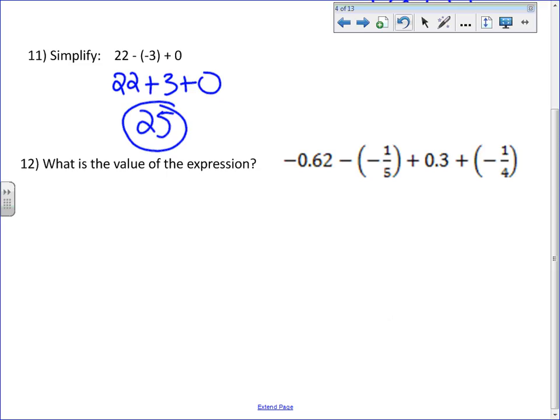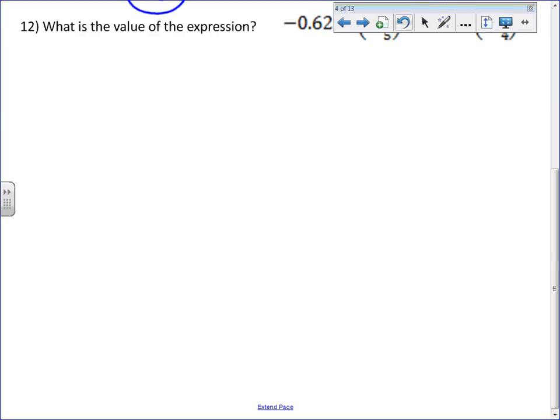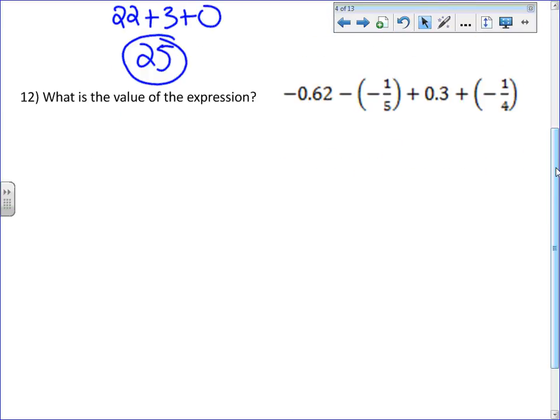Number 12. What is the value of the expression? Negative 0.62 minus negative 1 over 5 plus 0.3 plus negative 1 over 4. We need to find the answer now. I'm going to do this twice. I'm going to do it once as decimals and once as fractions. There's going to be 4 choices, A, B, C, and D. If all 4 choices are fractions, then you need to turn all the numbers into fractions. If all four choices are decimals, then you need to do it in decimals. So let's do it as a fraction first.